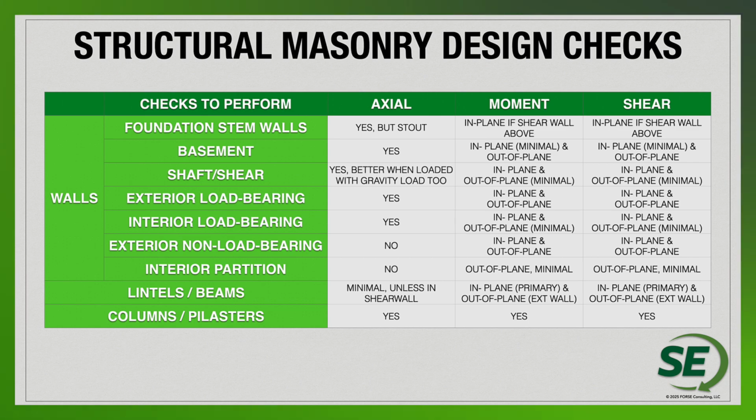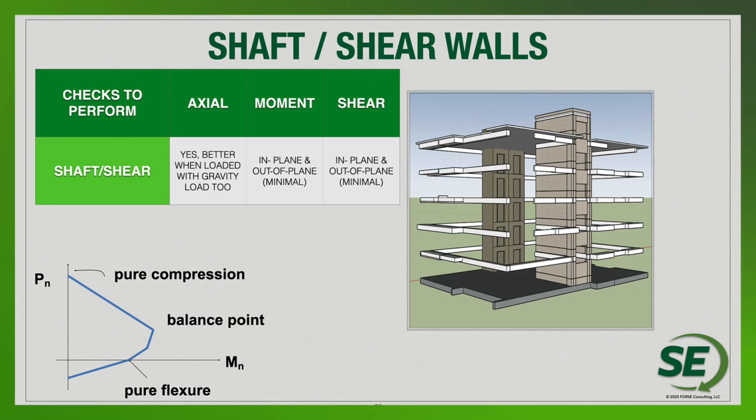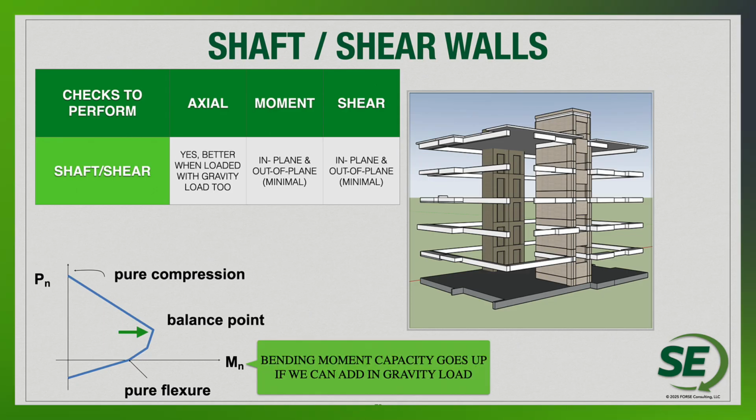For designs, we'll start with the shaft walls, shear walls. Again, it's going to be governed by the axial compression to flexure curve that we just developed. And again, any time that we can add more gravity load to the actual design, we know that we can gain moment capacity by adding force. So if we can make them load-bearing elements, we can certainly add moment capacity to our designs, which is going to make them a much better overall design of the elements.